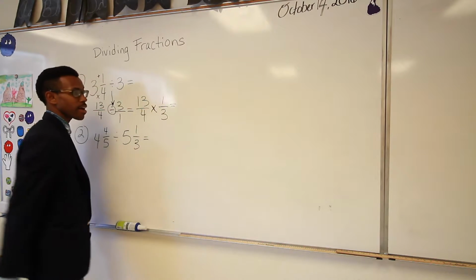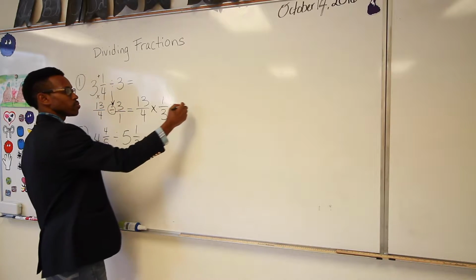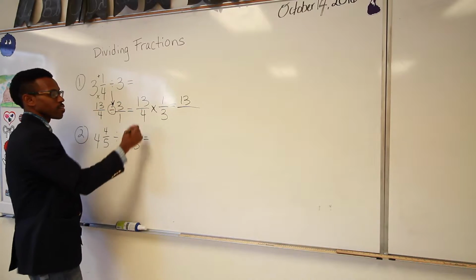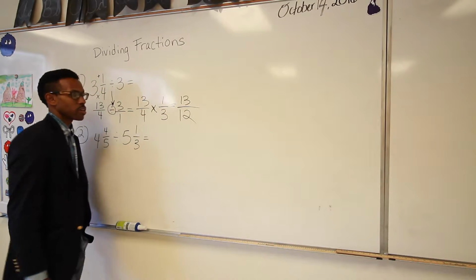Now that I have that, I can simply multiply straight across. So 13 times 1, 13. 4 times 3 is 12.